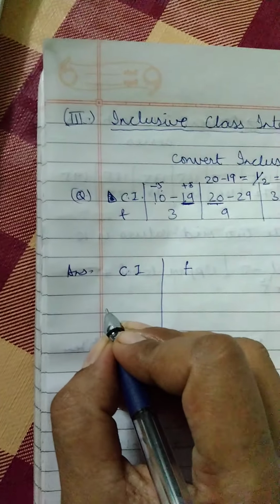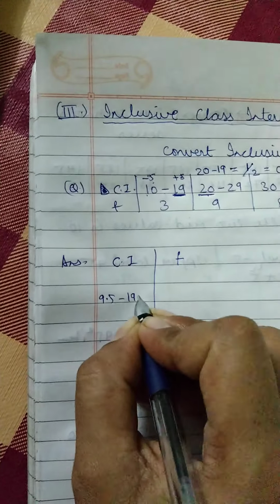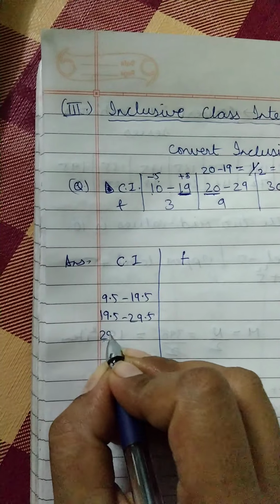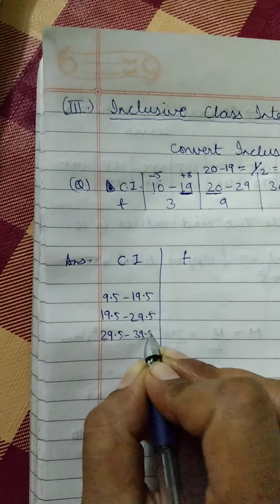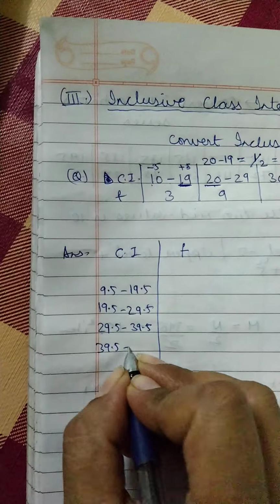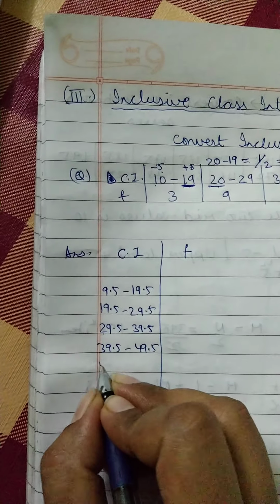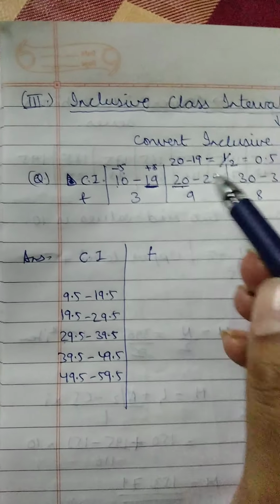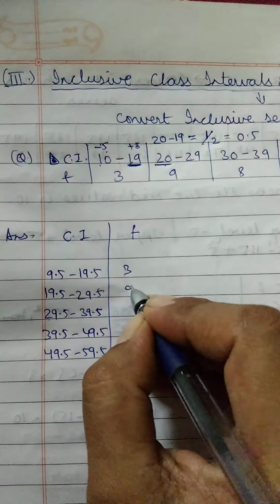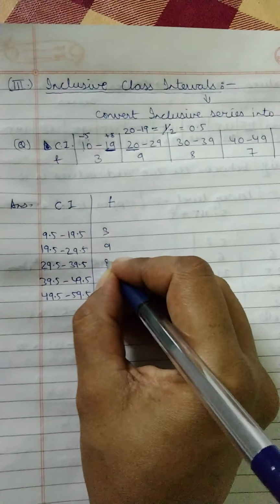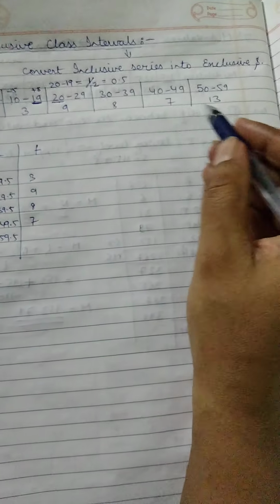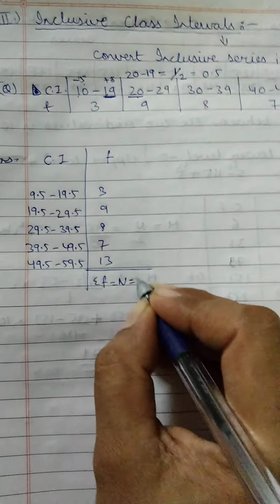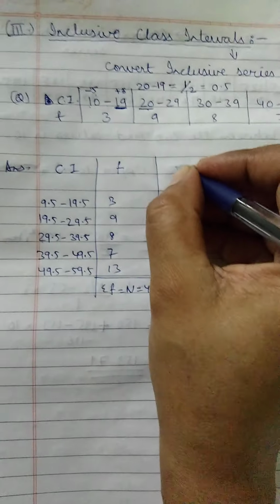Okay, so the class intervals will be 9.5 to 19.5, 19.5 to 29.5, 29.5 to 39.5, 39.5 to 49.5, and 49.5 to 59.5. I've got my exclusive series. The frequency will be the same. What is given in the question? 3, 9, 8, 7, 8, 7, and 13. Now find out the total of this. Sigma F is equal to N is equal to 40. Find out the CF.